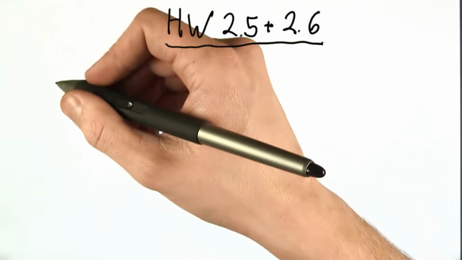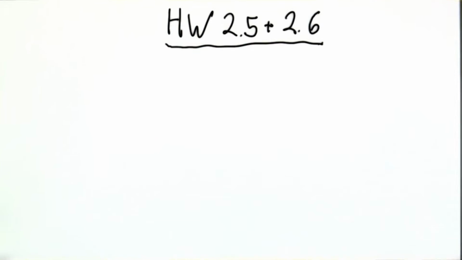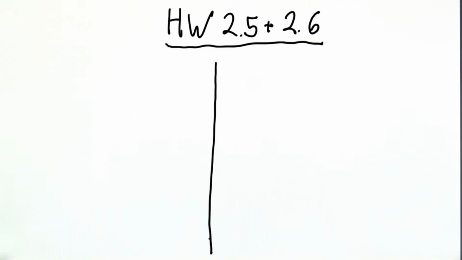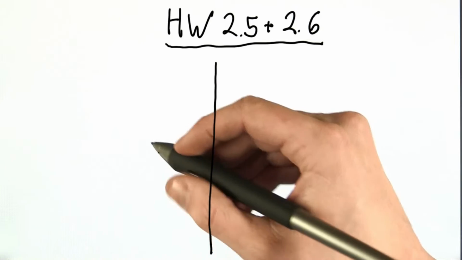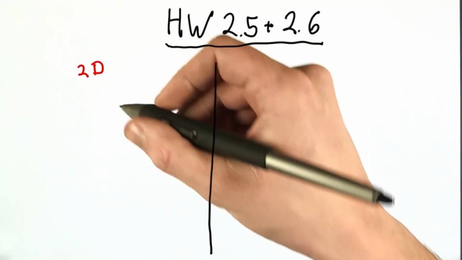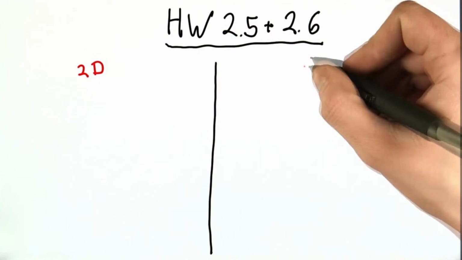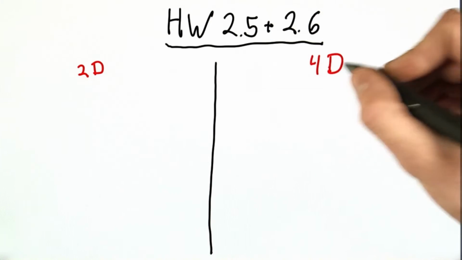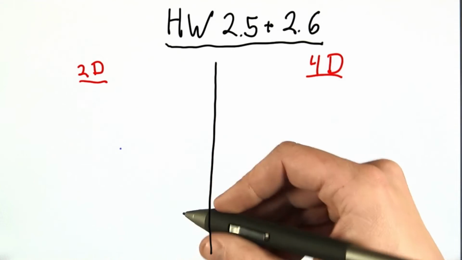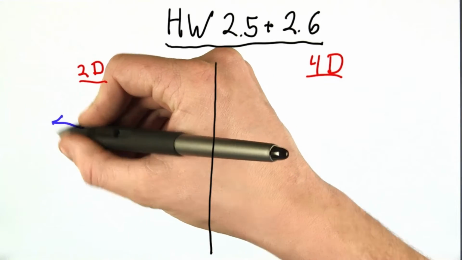So on the forums, we saw a lot of confusion about Homeworks 2.5 and 2.6. Specifically, questions about what was going on with the linear algebra. So I want to talk about some of that today, and I want to do it by comparing the 2D case, which is the case we talked about in lecture, with the 4D case, which is what you're asked about on the homework.